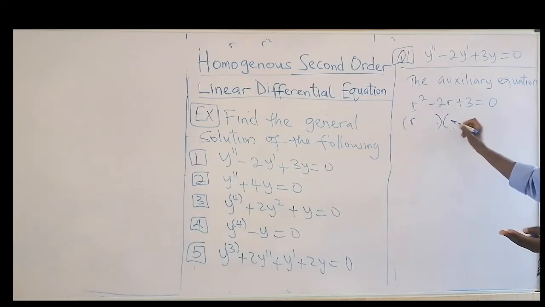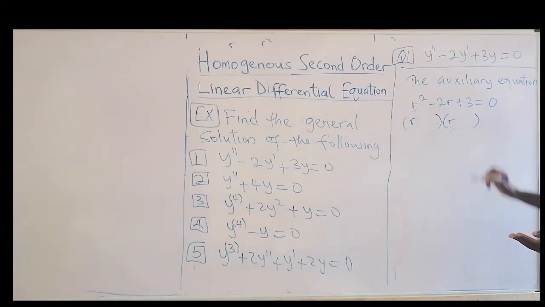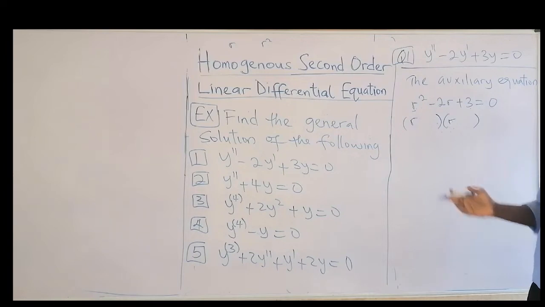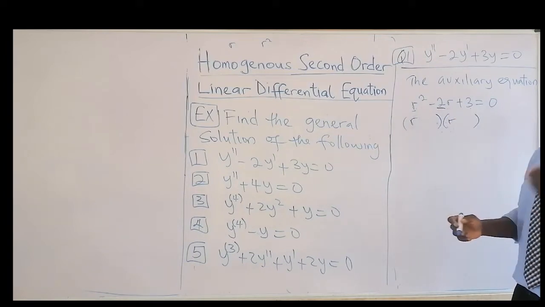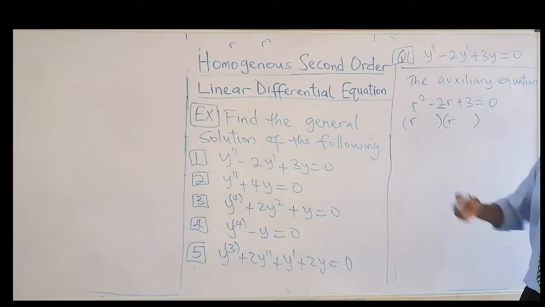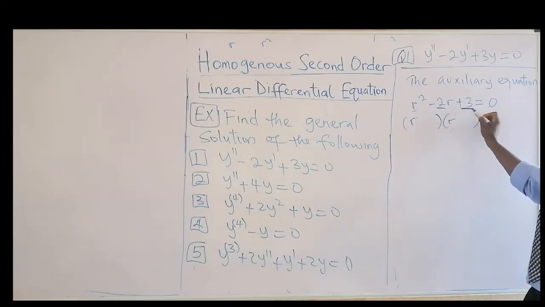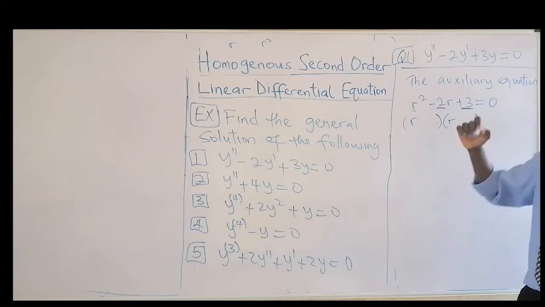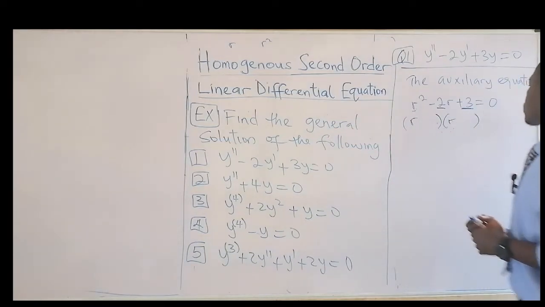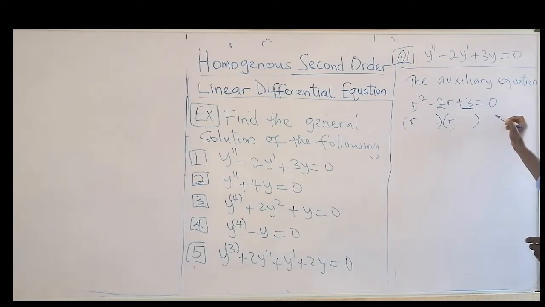Here it is, your r squared. Factors of 3 are 3 and 1. So how do you use 3 and 1 to get your minus 2? That could be minus 3 plus 1. But when you multiply it, that will be minus 3, and what you have here is plus 3. That will make it not factorizable.